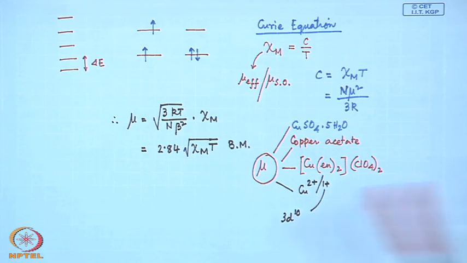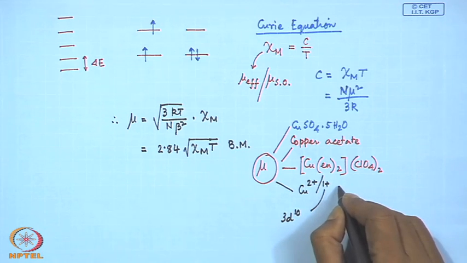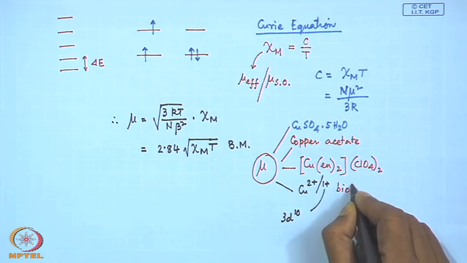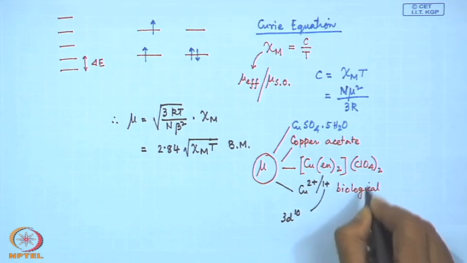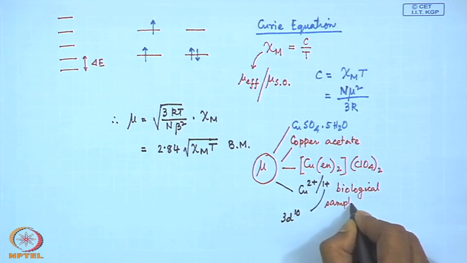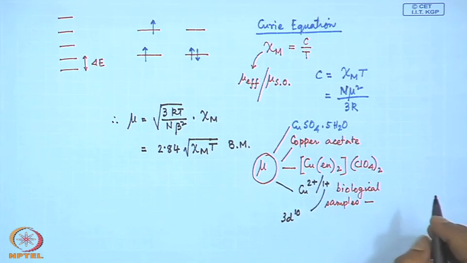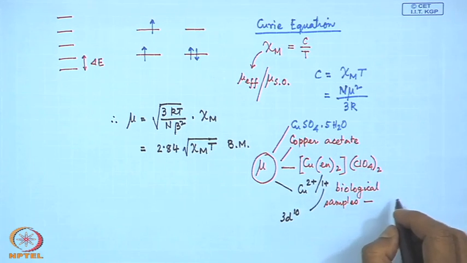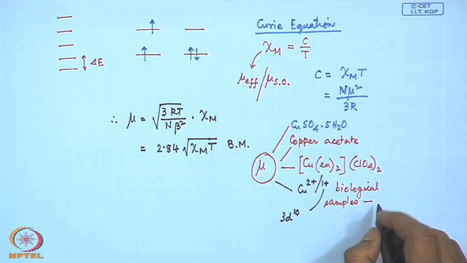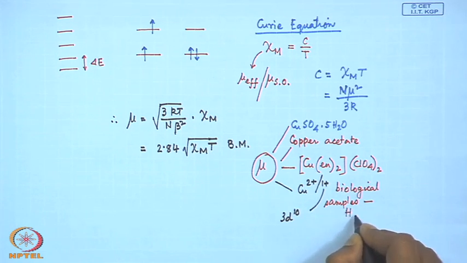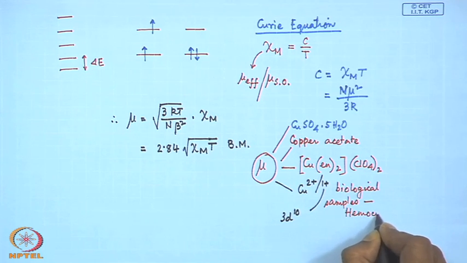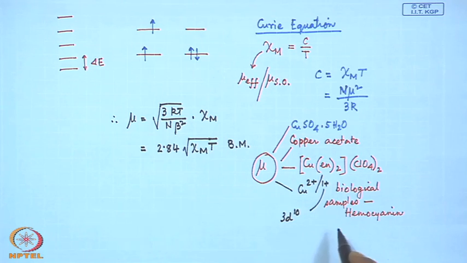So, copper 2 plus or copper 1 plus is present in biological samples also, which we will discuss afterwards in detail when we study a little bit about the metal complexes in biological systems. These are such as in hemocyanin. In hemocyanin type of molecules we can have the copper center, and that copper center can give some paramagnetic behavior that we can determine very easily.